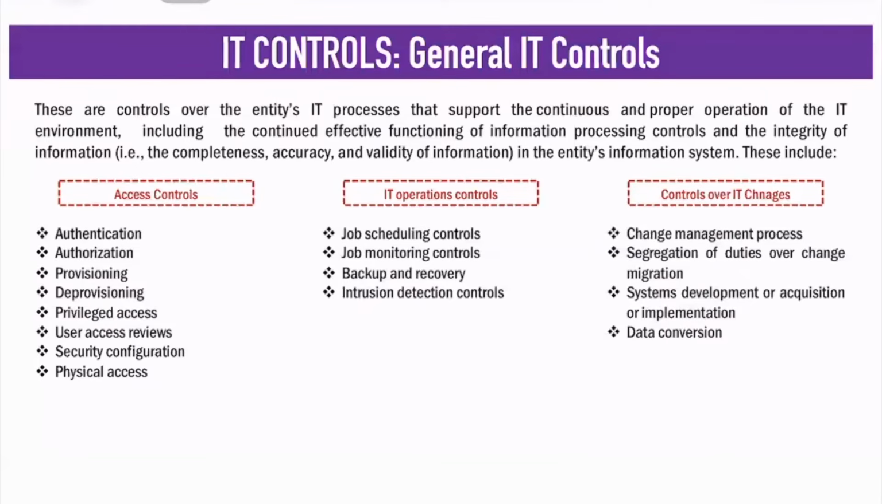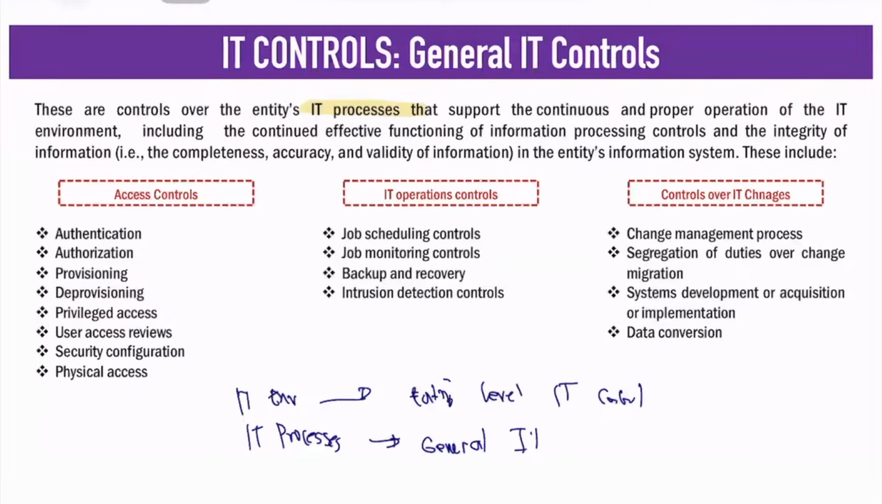So, these are general controls over IT processes. A while back, for the IT environment, the control in place is the entity level IT control. Now we are talking about IT processes. For IT processes, the control is general IT control. So again, general IT control controls over the IT processes that support the continuous and proper operation of the IT environment, including the continued effective functioning of information processing controls and integrity of information.